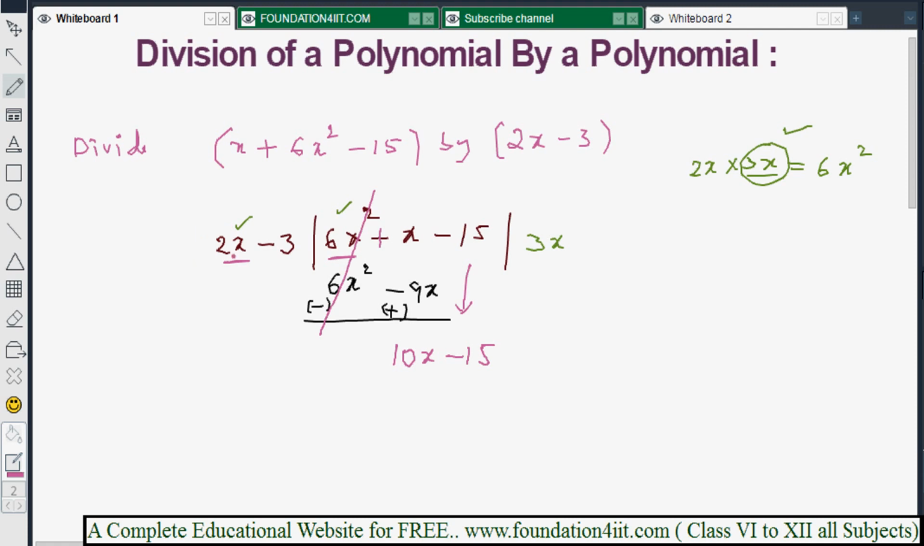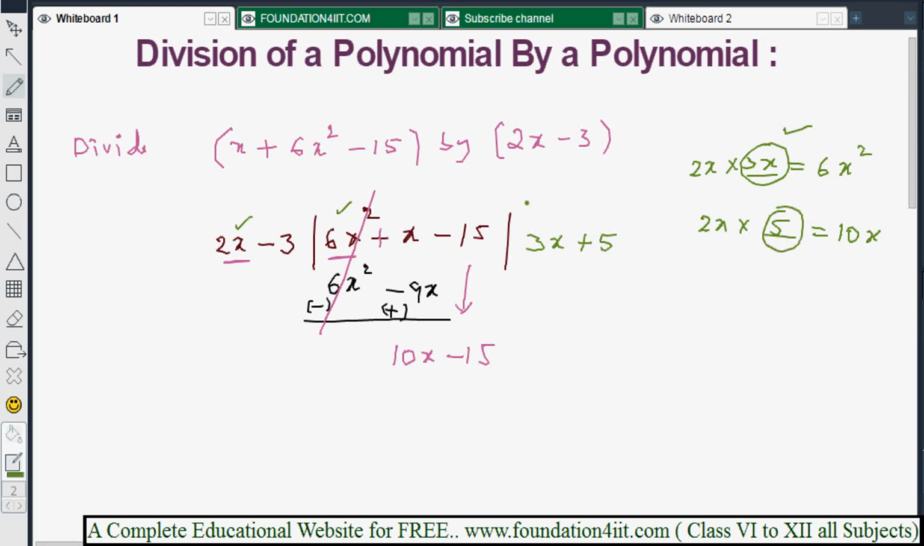Again the first term in the divisor is 2x. Now the dividend is this 10x. Now 2x into dash is equal to 10x, that you verify. Again 2x into dash is equal to 10x, the first term in the middle place. So 2 fives are 10. So 2x into 5 is 10x. Now take this 5 and write it here. It is plus 5, so keep plus 5.